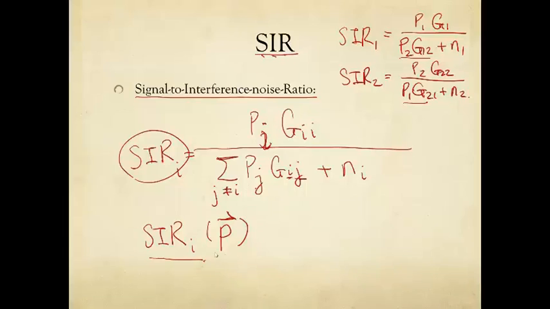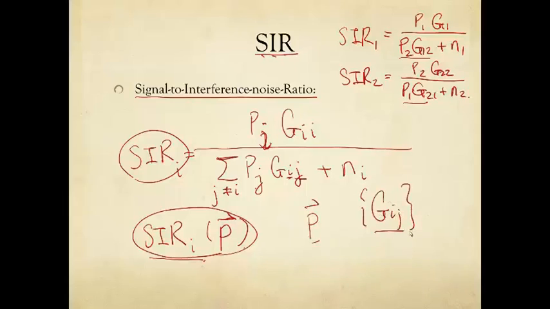So first observation is that SIR is a function of the entire vector P. Now second, what are the constants and what are your degrees of freedom? Because we're talking about transmit power control, obviously the degree of freedom is the vector P. That's what we want to design and optimize over. We are given all the G_ij's. That is determined by the propagation environment. Is this indoor? Is this outdoor? What kind of terrain is it?